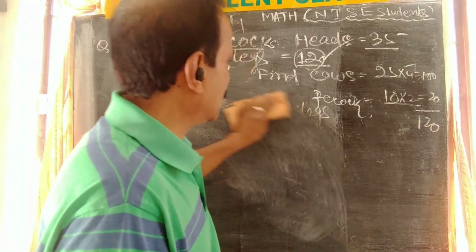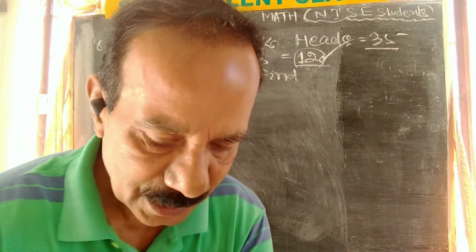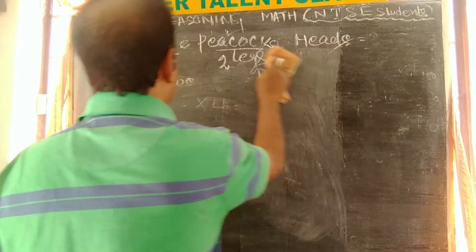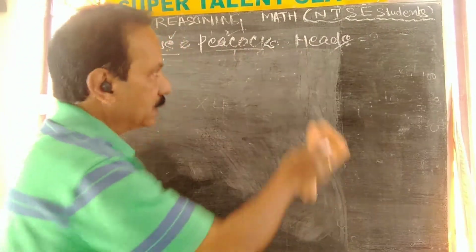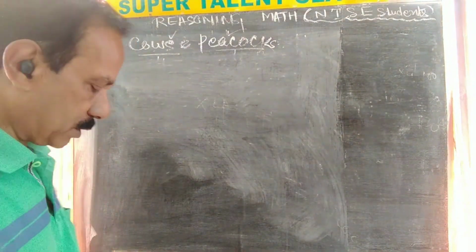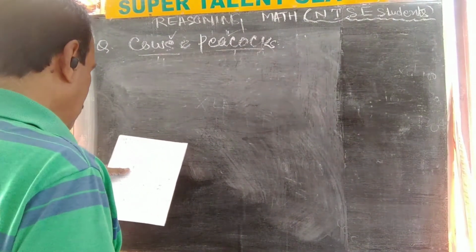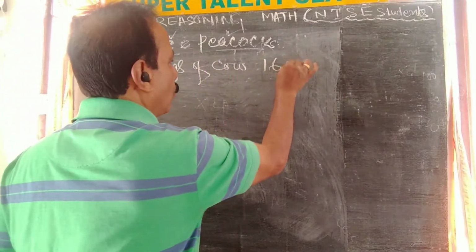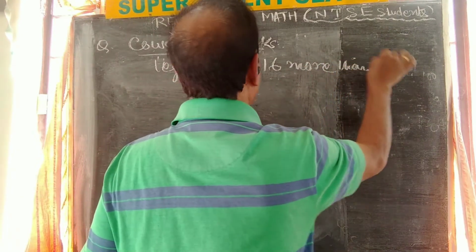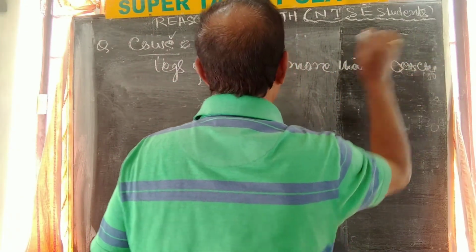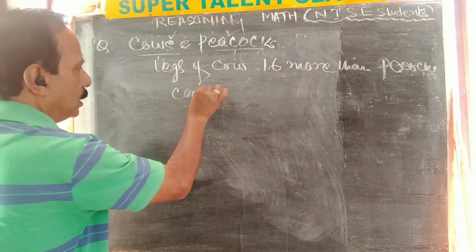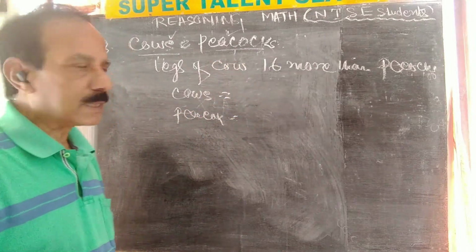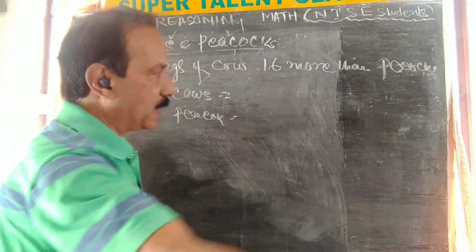Now one more question. First the difficult one, see. Suppose no number of heads, no legs are given. So cows and peacocks are there. So here the question is: cows and peacocks are there, but the legs of cows are 16 more than the legs of peacocks. So what is the number of cows? See how much it is, find the cows and peacocks. It will give you one. Find the cows and peacocks. How will it come, see: cows and peacocks, no number of heads, no legs.